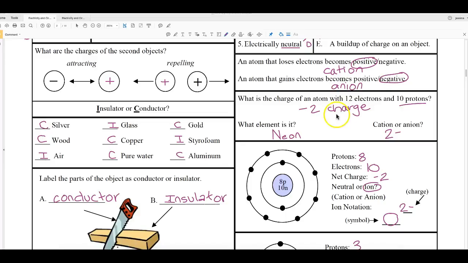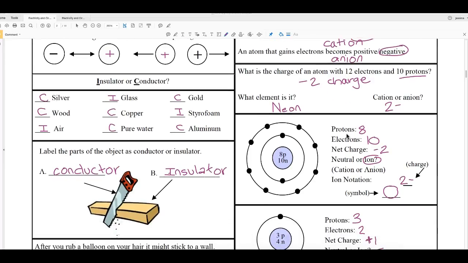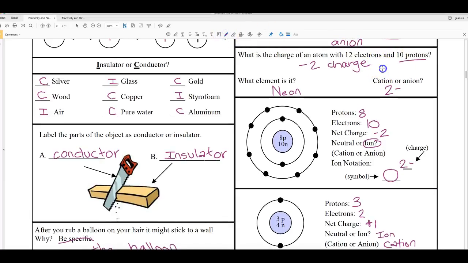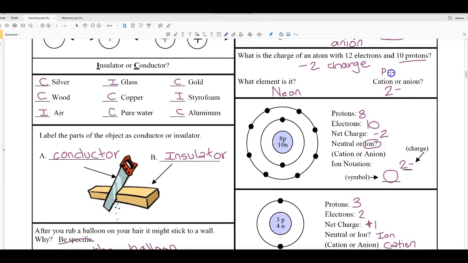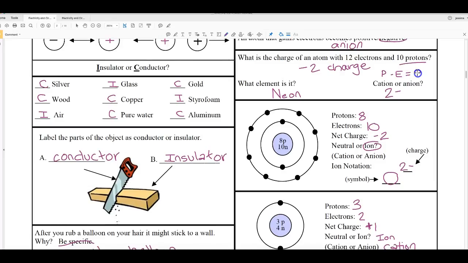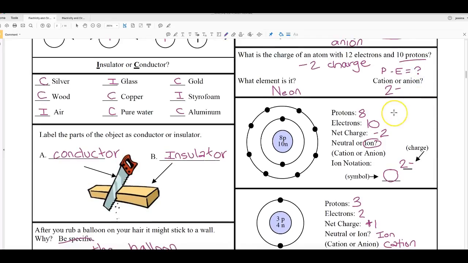And then it says, what is the charge of an atom with 12 electrons and 10 protons? That is, it has a -2 charge because it's basically 10 minus 2, which is -2. It's P minus E. That's the order that it goes in. P minus E equals blank. I could actually write that. P minus E equals, and this is your number, or your charge.